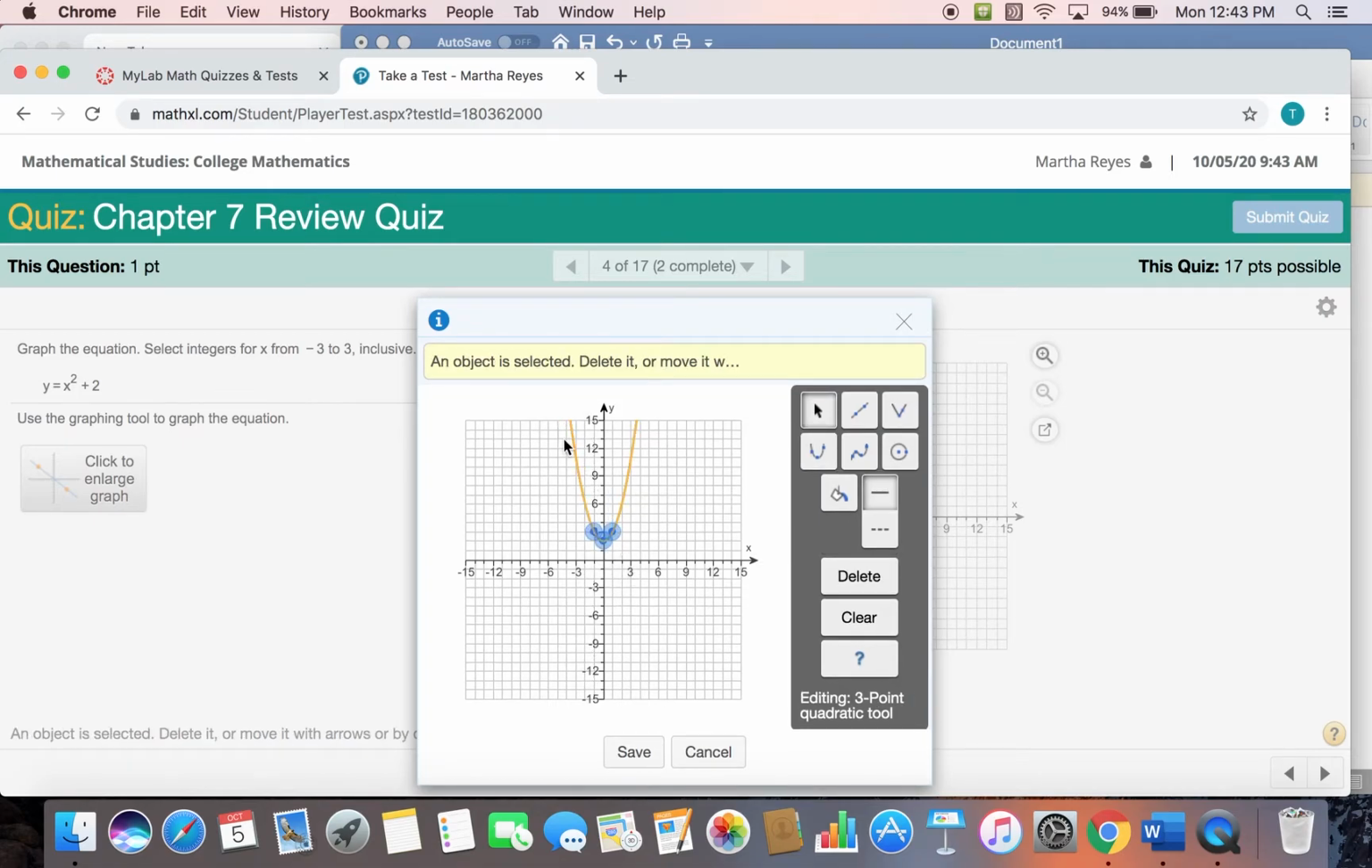So a positive parabola is going to look like this. If it were negative, it would be facing down instead. That's just the way that it would work out when you do it.